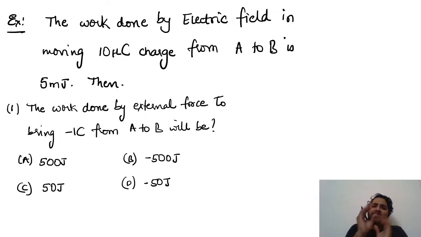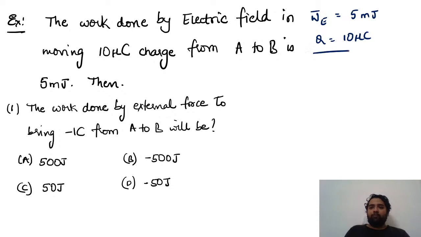Now one thing I want you to understand with this example: we will understand a lot of techniques. I will explain a lot of techniques only by using this example, guys, so it's a very important example. Work done by the electric field in moving 10 microcoulombs from A to B is 5 millijoules. So the work done by the electric field is 5 millijoules for a charge of 10 microcoulombs. Assuming this is a constant electric field.